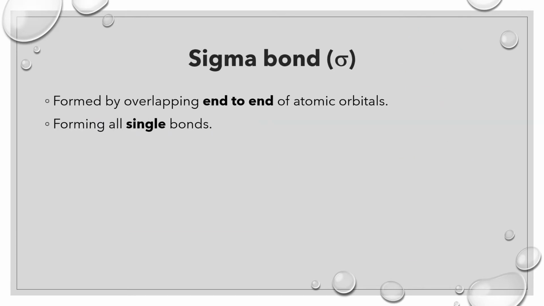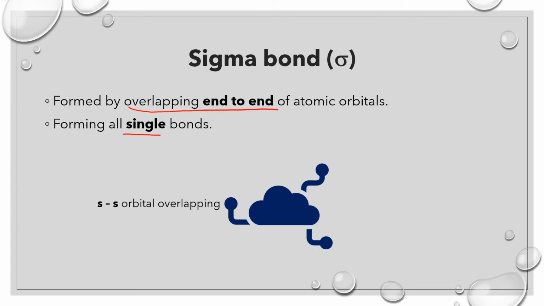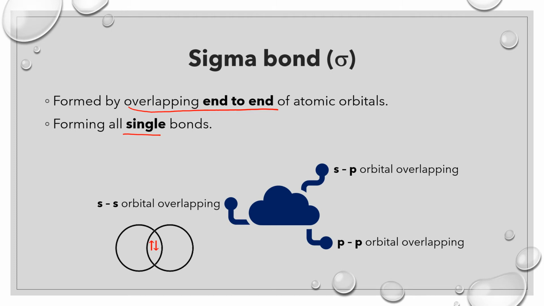Sigma bond is formed by overlapping end-to-end or head-to-head of atomic orbitals. Okay, overlapping secara hujung ke hujung. Okay, between two atomic orbitals. And they will form all single bonds. So here we have three types of end-to-end overlapping, iaitu SS orbital overlapping, SP orbital overlapping dan juga PP orbital overlapping. Dalam SS orbital overlapping, dua S orbital will overlap dan pada area of overlapping di sini okay, akan menunjukkan formations of single covalent bonding, okay, iaitu sigma bond.